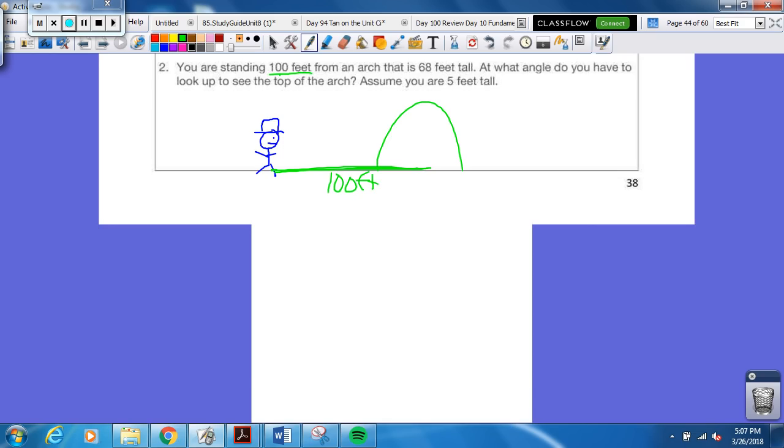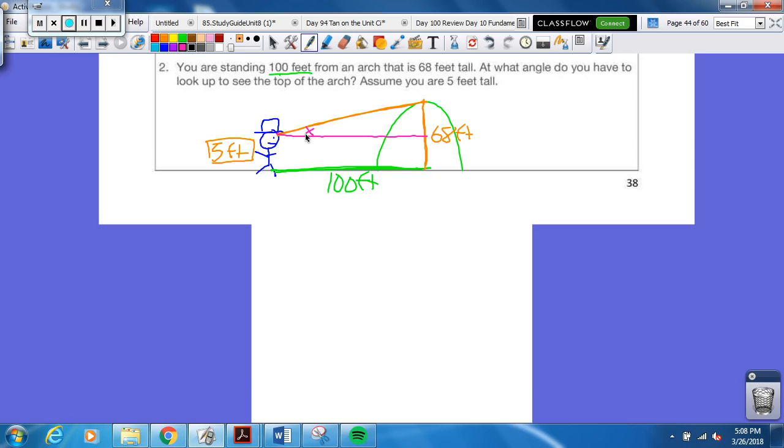All right. Where are we at now? The arch is 68 feet tall. At what angle do you have to look up to see the top of the arch? So there you are. There's your eye. Bam, top of the arch. Assume you're 5 feet tall. Man, I'm taller than that. All right, fine. We'll assume I'm 5 feet tall. Doesn't matter. Okay. So what angle are you looking? That's x right there.